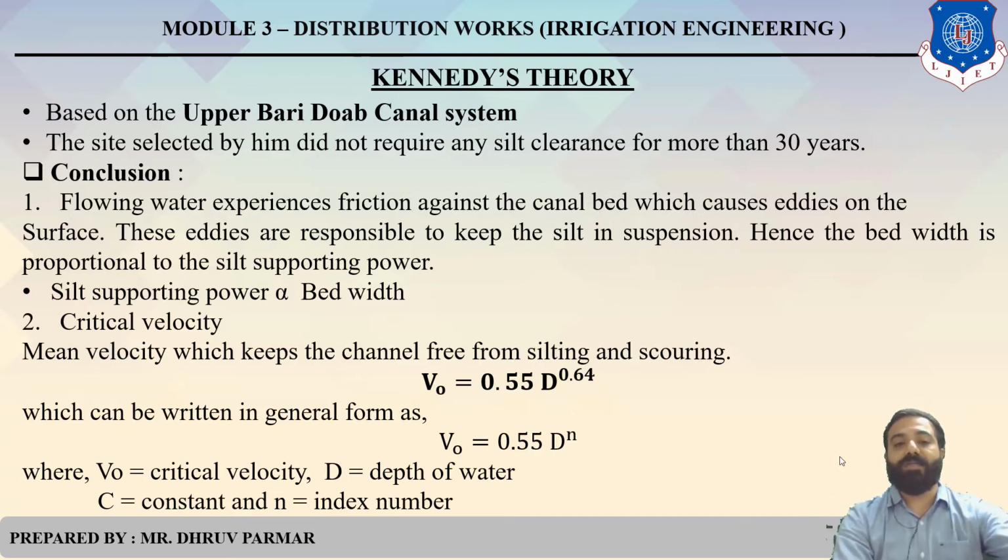Then the second one, critical velocity. Kennedy gave the critical velocity, the mean velocity which keeps the channel free from silting and scouring. This mean velocity is V0. The formula is V0 = 0.55 D^0.64. Clear? It can be written in the form V0 = C D^n. So what is V0? It is called the critical velocity. D means depth, C means a constant, and n is the index.